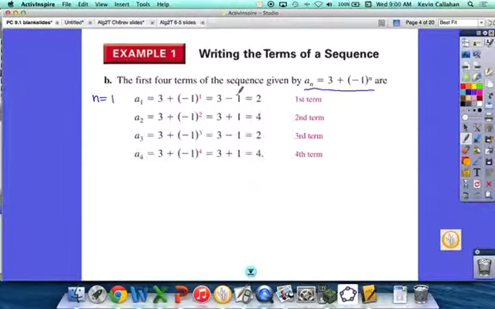But when n equals 2, now you're raising -1 to the second power, which is going to make it +1, and you get 4, because you're adding. When n equals 3, it goes back to a subtract, because -1 to the odd power is going to be -1. So back to 2, and when n equals 4, it's back to 4. So you just see the pattern there.